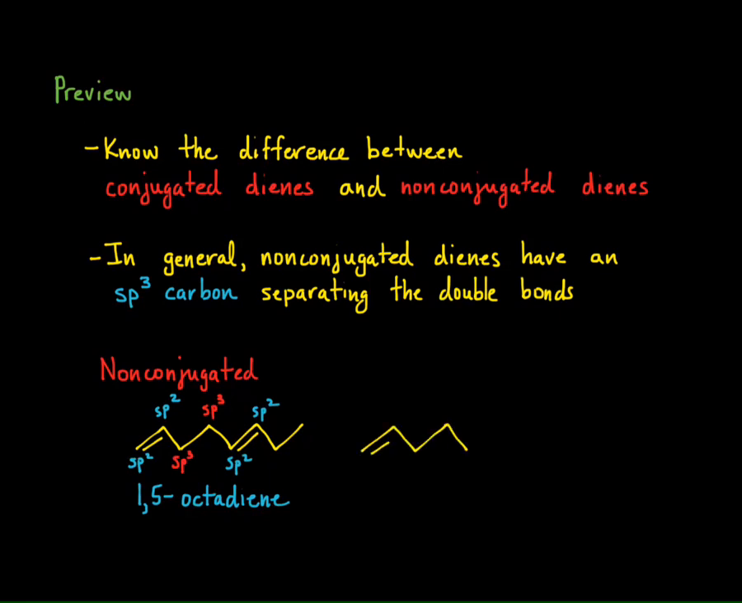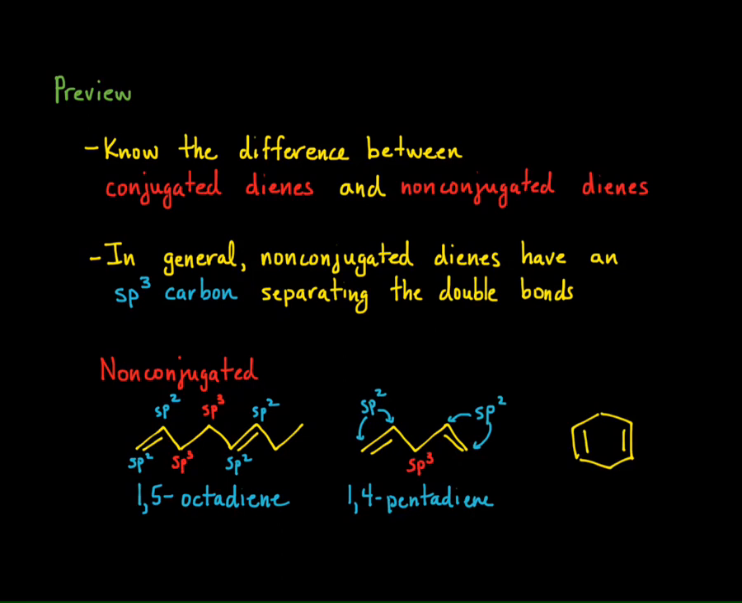And so we can look at some more examples. Here I have 1,4-pentadiene. And again, you see in between the two double bonds an sp3 hybridized carbon, right? So that sp3 hybridized carbon interferes with the delocalization of electrons.